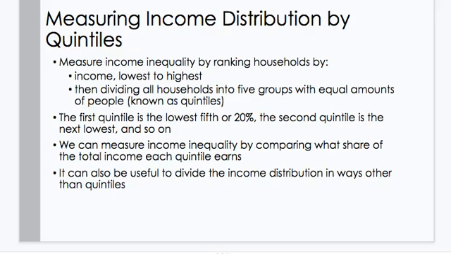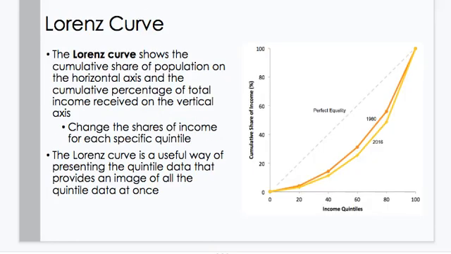Measuring income distribution by quintiles. Measure income inequality by ranking households by income, lowest to highest, then dividing all households into 5 groups with equal numbers of people, known as quintiles. The first quintile is the lowest fifth, or 20%. The second quintile is the next lowest, and so on. We can measure income inequality by comparing what share of the total income each quintile earns. It can also be useful to divide the income distribution in ways other than quintiles.